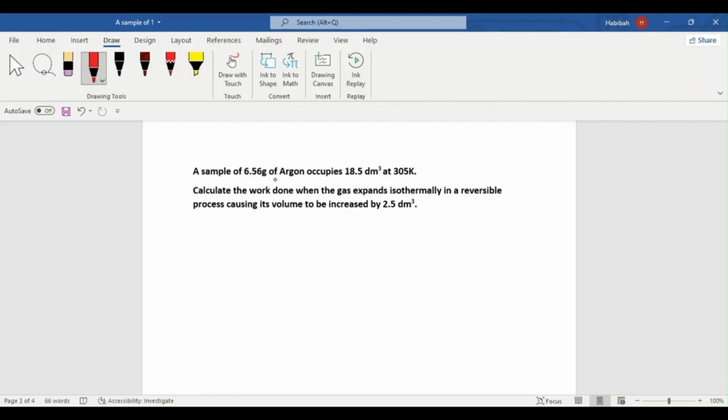So the first thing you have to do is, you're told that a sample of a particular amount of gas occupies 18.5 dm cubed. Anytime in chemistry you're given the mass of something as well as the identity of that thing, what you're supposed to be looking for is the number of moles. So just know you're going to be doing that in this question. Then it tells you that it occupies a particular volume, so this is V, and then at 305 Kelvin, so they have given us T. But then they say calculate the work done. So really what we're looking for is work when the gas expands isothermally. So it's an expansion process, so we are going to have a V initial, which is this one right here.